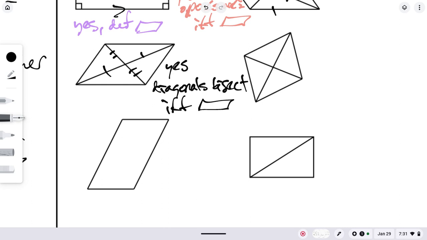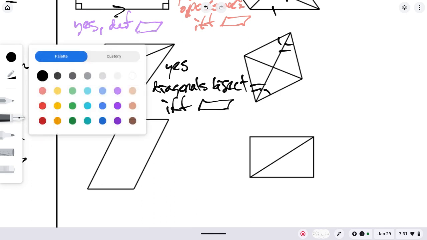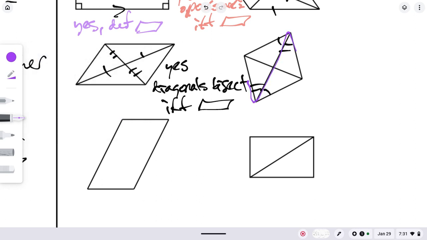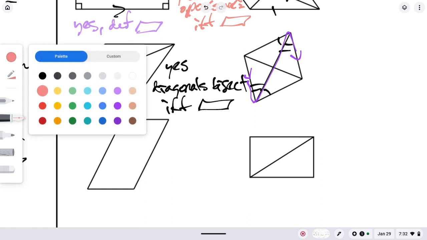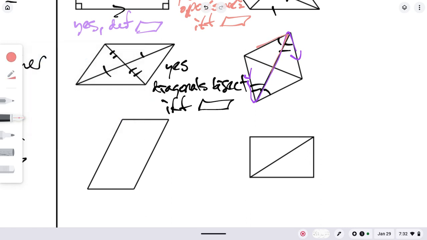But otherwise, next one, you have these angles that are congruent to each other. That should hint you into, right? You got a Z right here, so these two sides must be parallel. You got a Z right here, so these sides must be parallel. So this is going to be yes, definition of parallelogram.